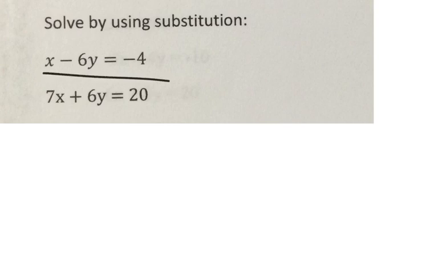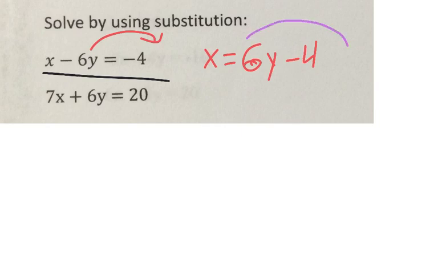But I see in the top equation, I can very easily get x by itself if I move the negative 6y over. So that would become x equals positive 6y minus 4. Is everyone okay with that? Isolated variable. Now, once I have that isolated variable, this is literally saying x is the same thing as 6y minus 4. That's what an equal sign means. So now I'm going to take that information, and in the second equation, instead of saying x, I'm now going to say 6y minus 4, because they are the same thing.